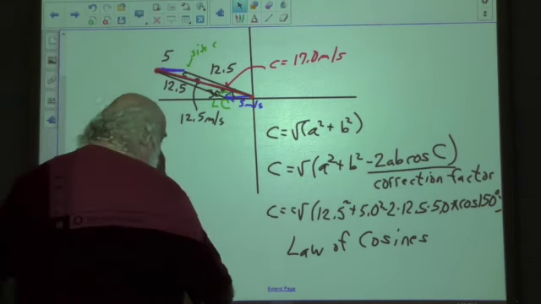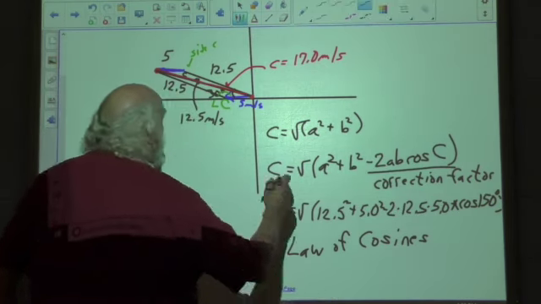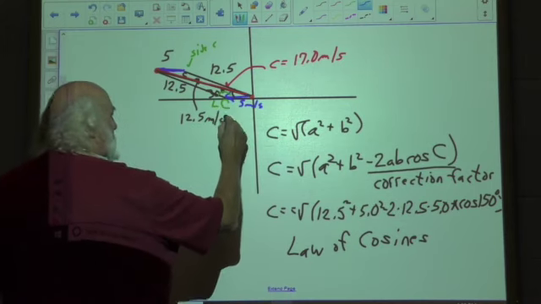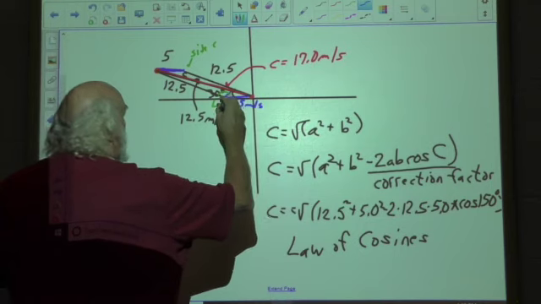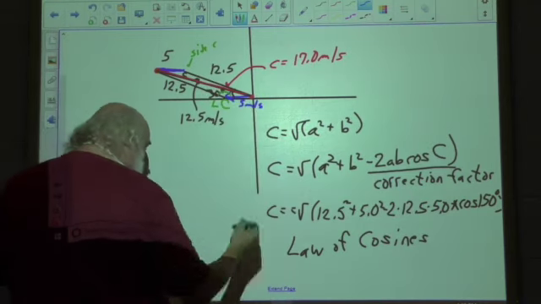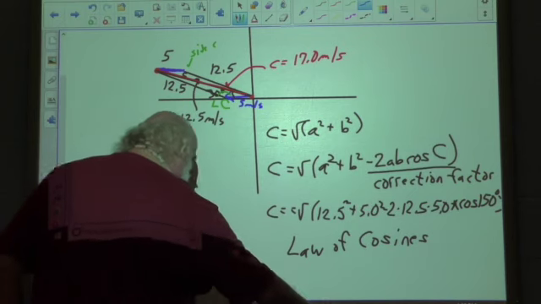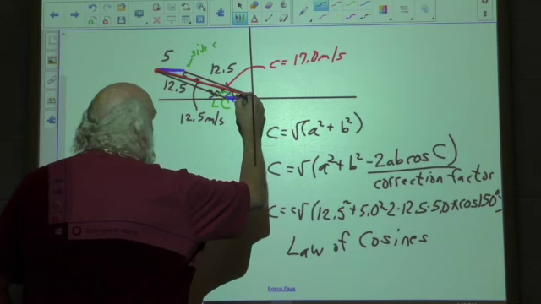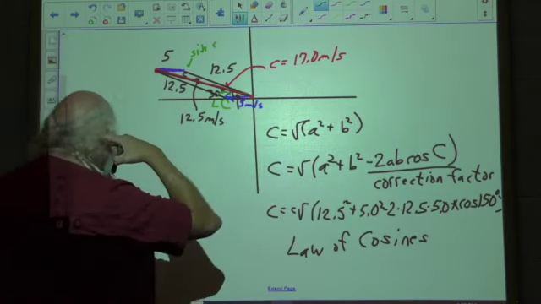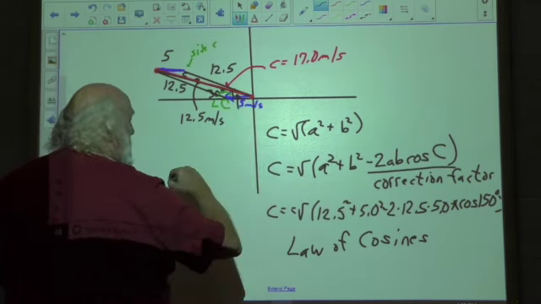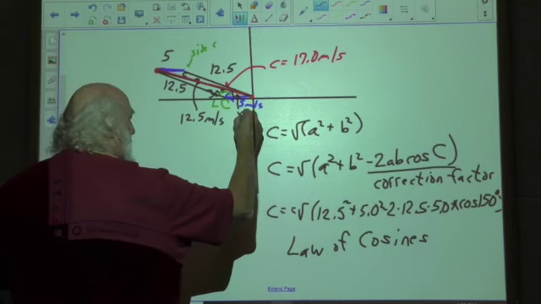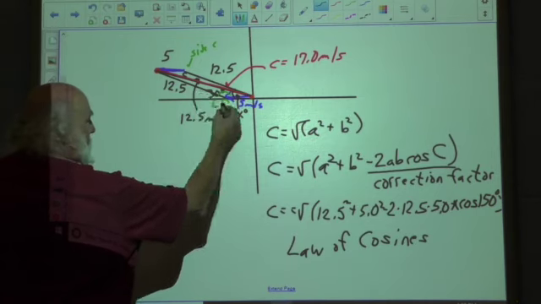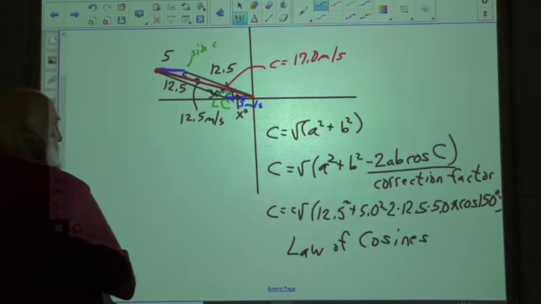So here's the deal with this one. We know this angle right here is 150 degrees. We know this side right here. We want to find out this angle right here. This is the missing angle, from the red to the blue. So that we'll just call angle X. It'll be X degrees. And that is opposite this side of the triangle, which is your 12.5.